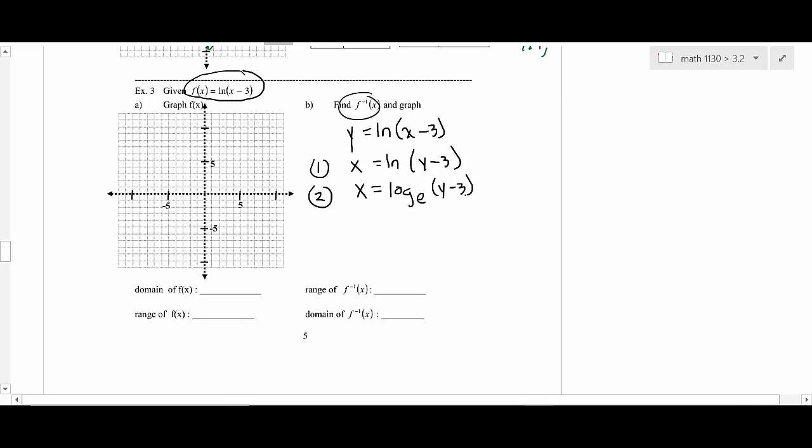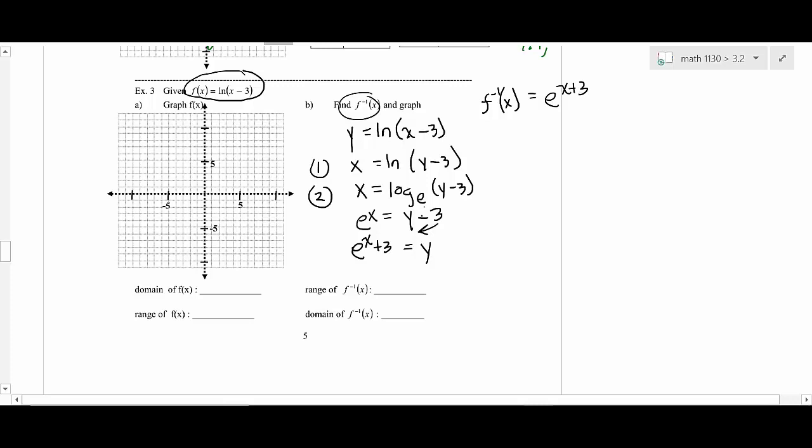Now you're going to write that in exponential form. What do I mean if I say write this in exponential form? What would it be? e to what power? e to the x equals y minus 3. If you're going to solve for y, you've got to know how to change that logarithm to an exponential form. Now add 3 to both sides. You can do that in your head. Just move the 3, so you would have y equals e to the x plus 3. So f inverse would just be e to the x plus 3, and that's what we're going to end up getting.